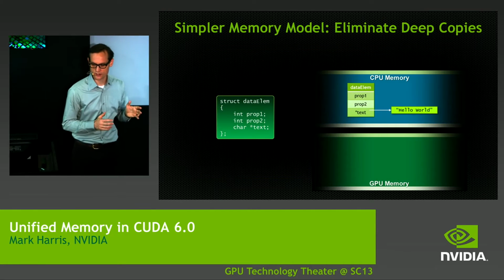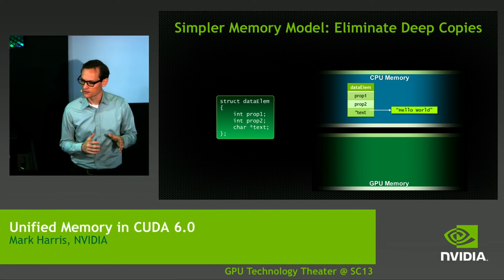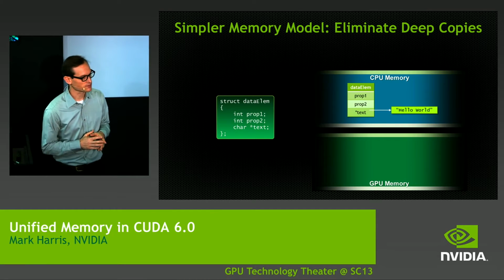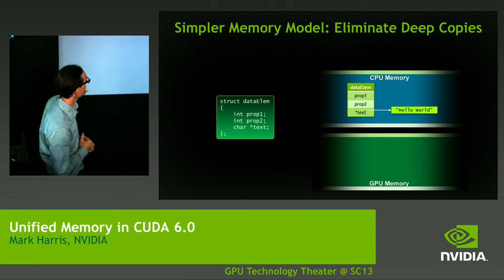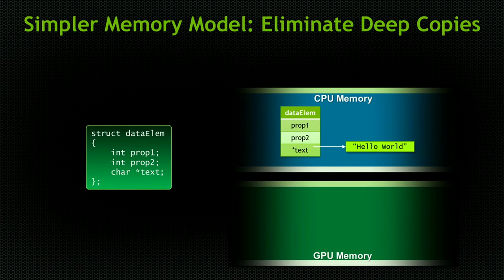Let me show you an example of how unified memory simplifies coding in CUDA. Here we have a data structure. It's a struct that has two integer members and then a char star, so a pointer to string data.